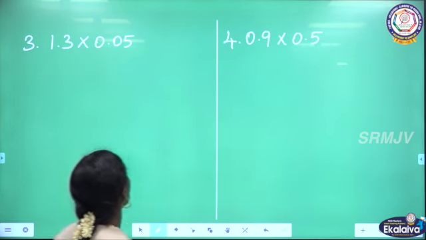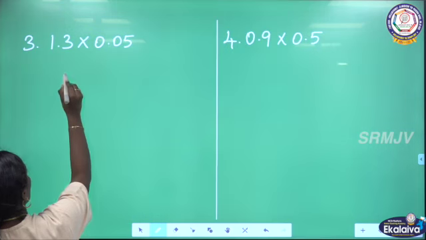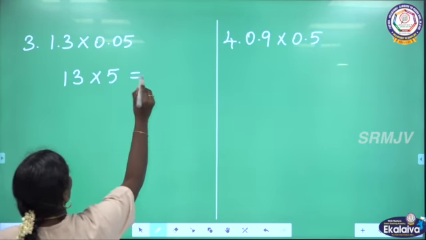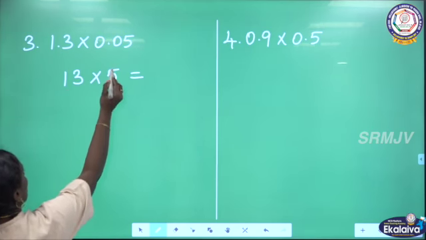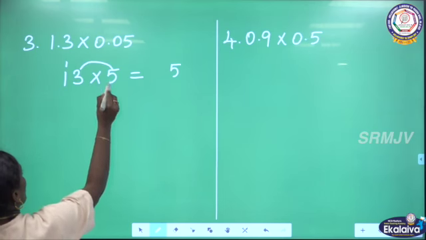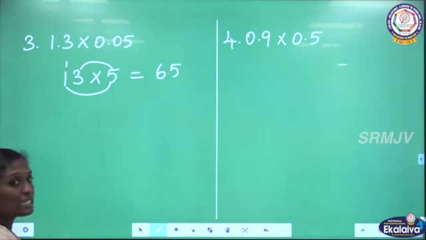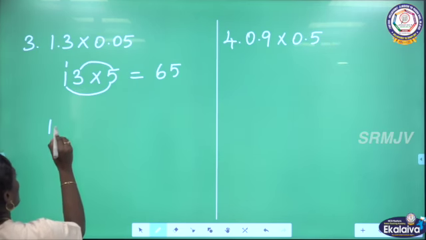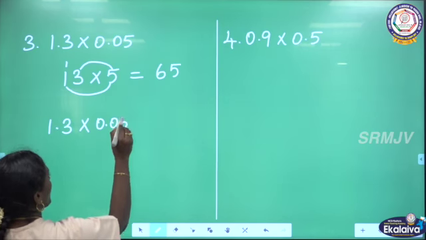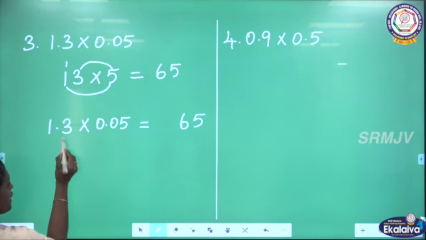The next question 1.3 into 0.05. First we are going to take them as whole numbers, 13 into 5. 13 5s are here 5 into 3, 15, 5, carry over 1, 5 into 1, 5, 5 plus 1, 6, 65. 13 5s are 65. Now we have to write the answer for the given question 1.3 into 0.05.